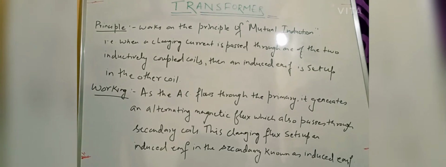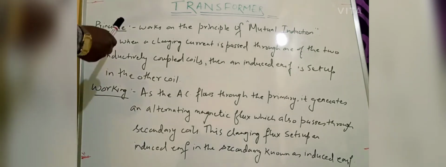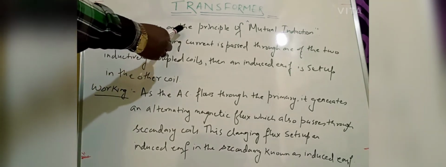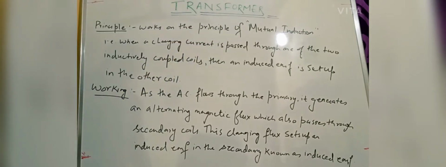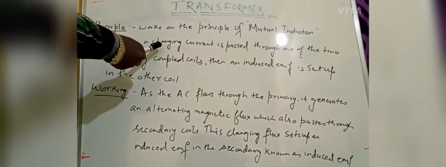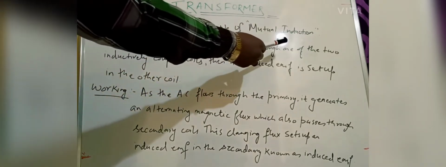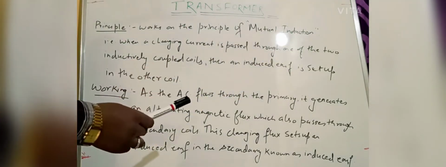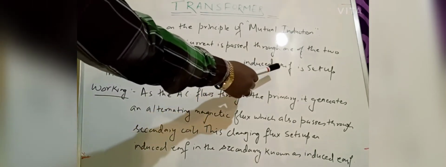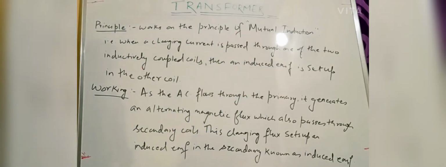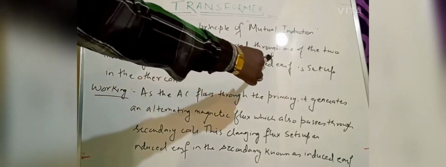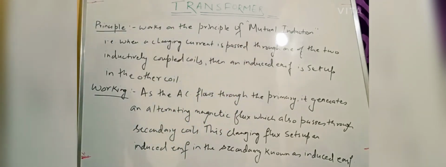Now the next portion: what is the principle of the transformer and what is the working? It works on the principle of mutual induction. What is mutual induction? When a changing current is passed through one of two inductively coupled coils, an induced EMF is set up in the other coil. This is mutual induction.